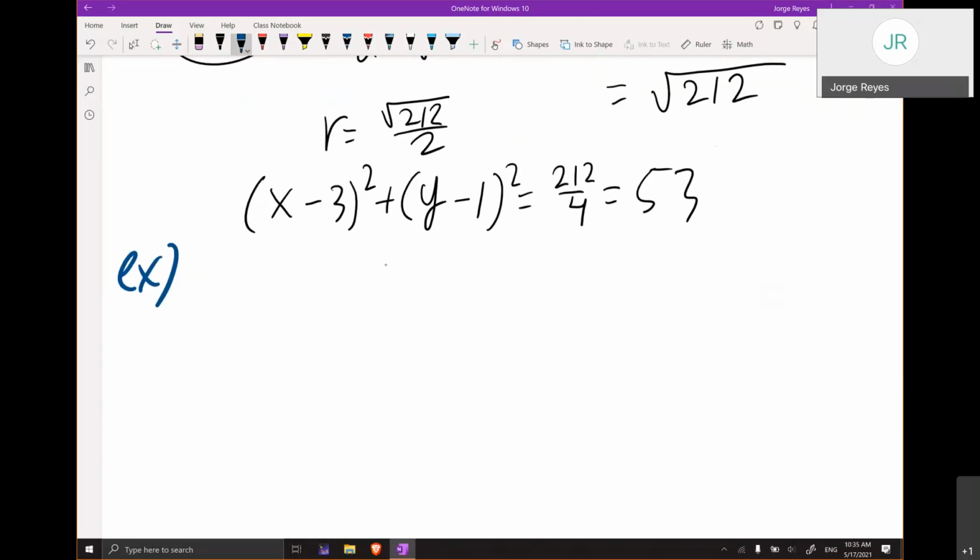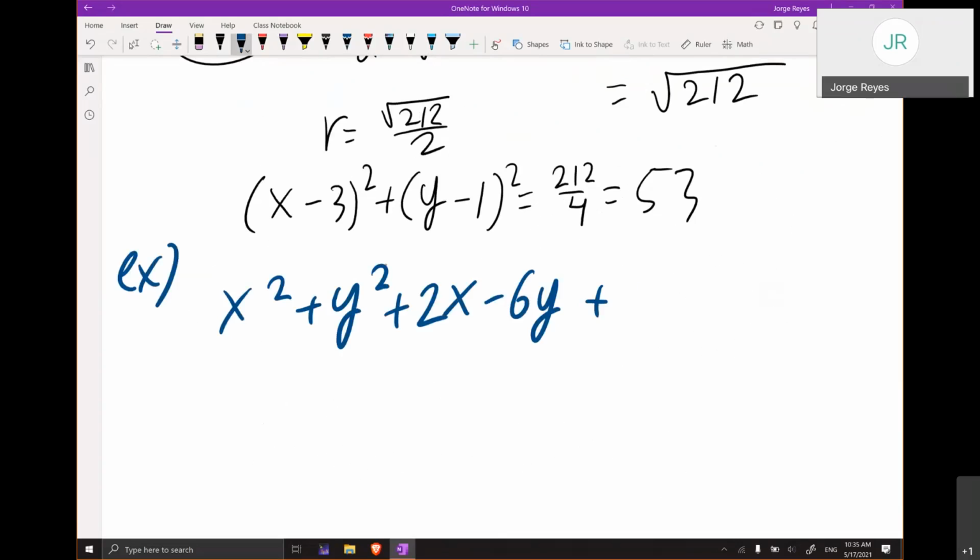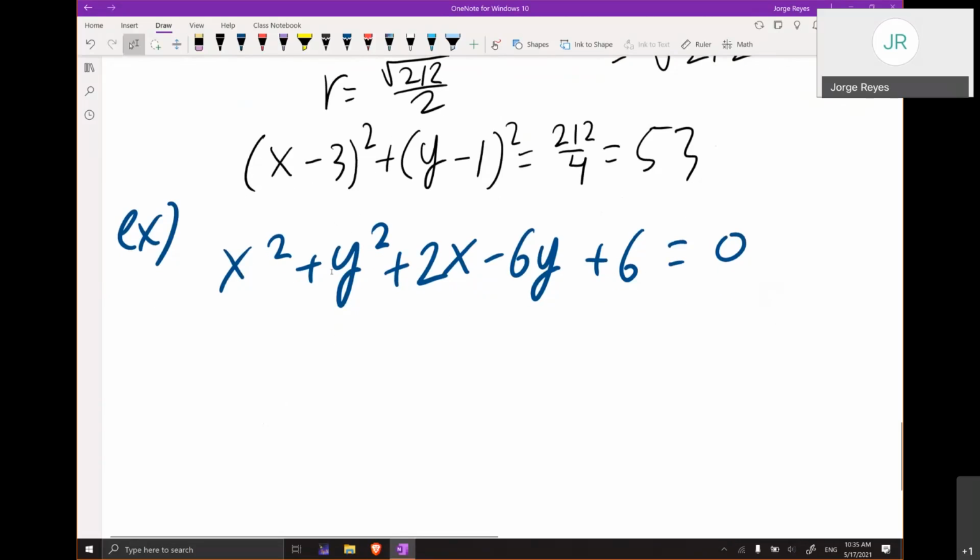I give you a circle, but it's not in circle form. So here's a circle in standard form: x squared plus y squared plus 2x minus 6y plus 6 equals 0. Standard form is just jumbled up. There's no parentheses anywhere. Now this is an interesting exercise to put it into circle form.